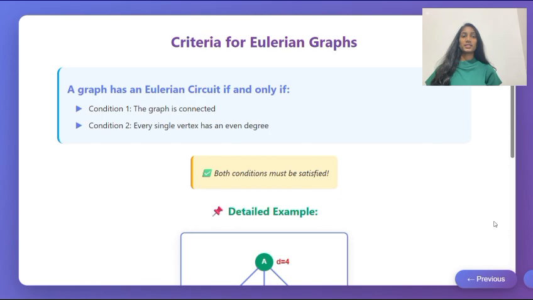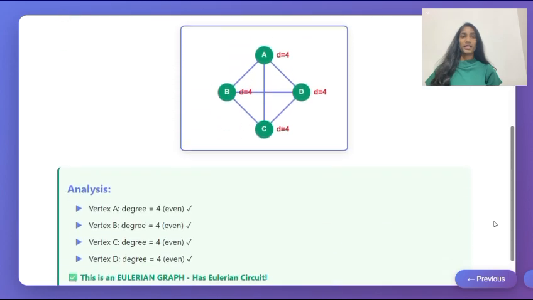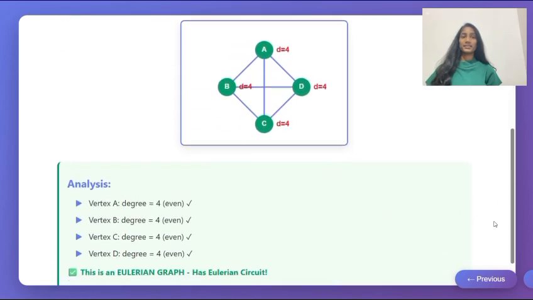So, let's go straight to the example. Here we have 4 vertices: A, B, C and D. Each has 4 edges, even degree, and all vertices are connected. That means this graph is Eulerian. So, you can start at any vertex, follow the edges without repeating and return to where you started.